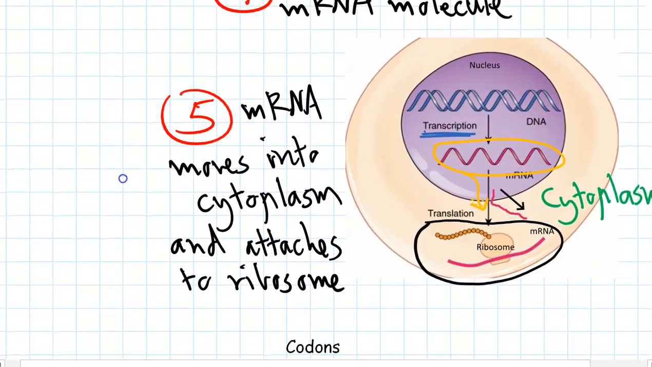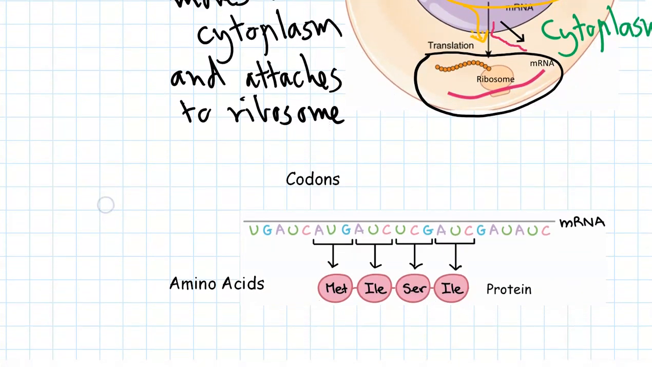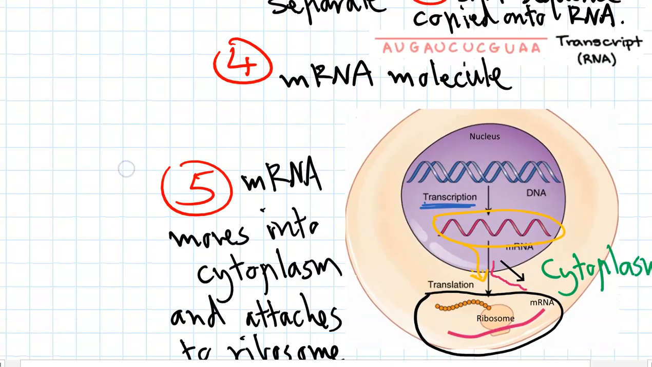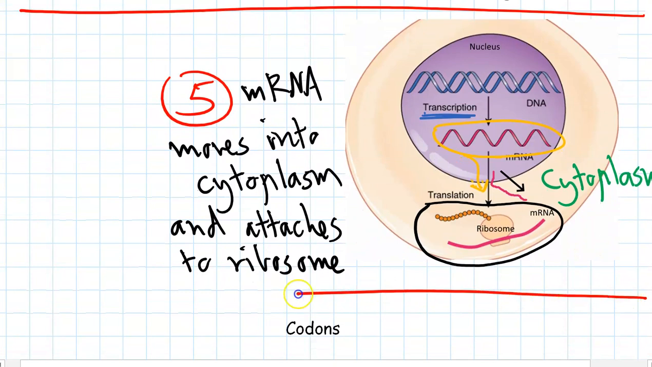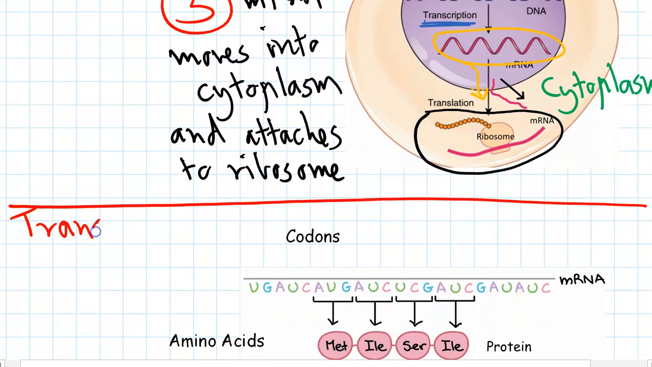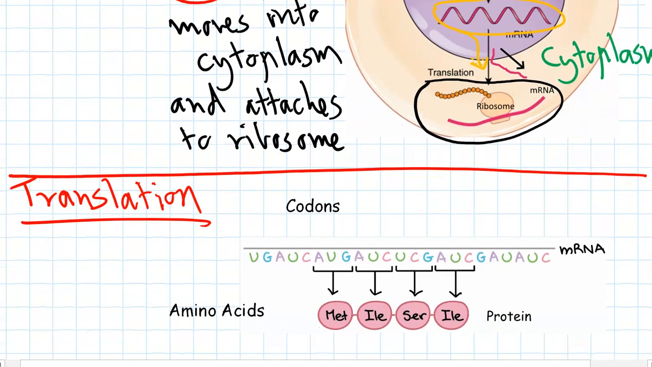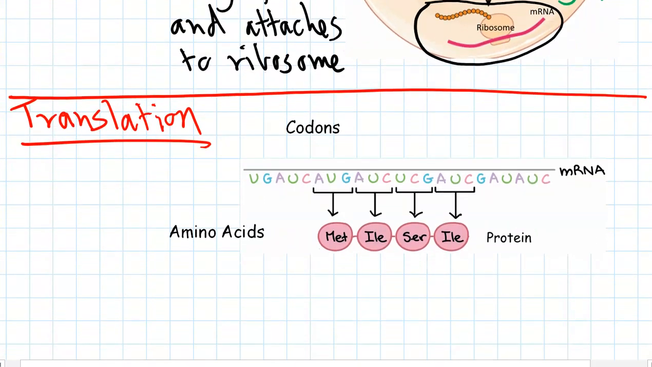So we've done transcription, we've made our mRNA. Now we're actually into translation here. So transcription ended after step 4. Step 5 is an in-between step. And here's translation. Translation is actually taking that code on the mRNA and making the protein. And the way it does it is based around these 3 base words, which are called codons.